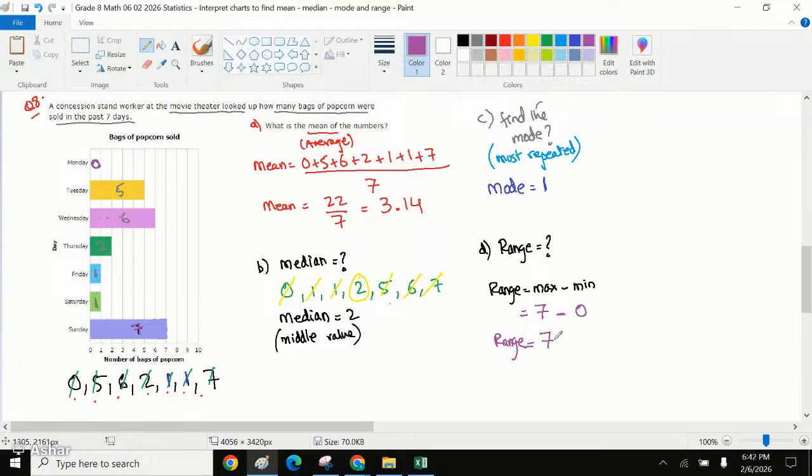So range defines maximum minus minimum. Mode means which number of sales, as per this question, was most repeated. Median would always be the middle, and mean is the average, that is, the average sale per day for this question. Okay.